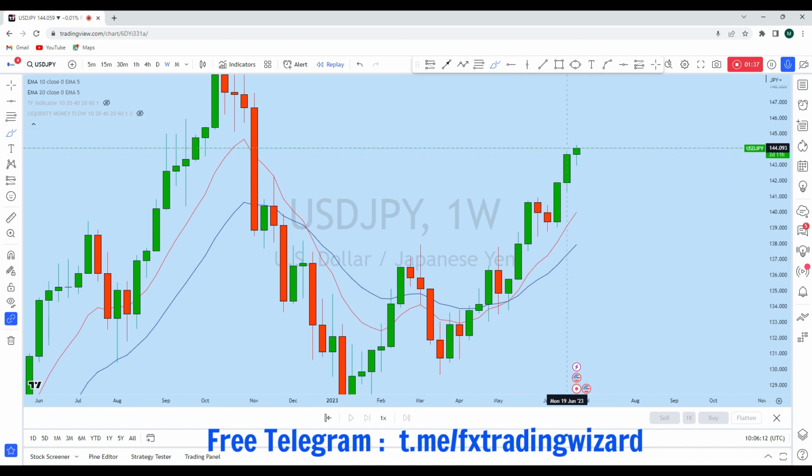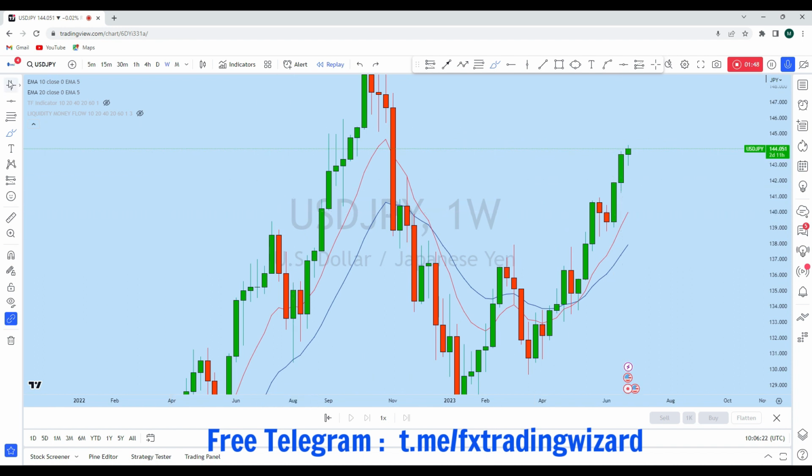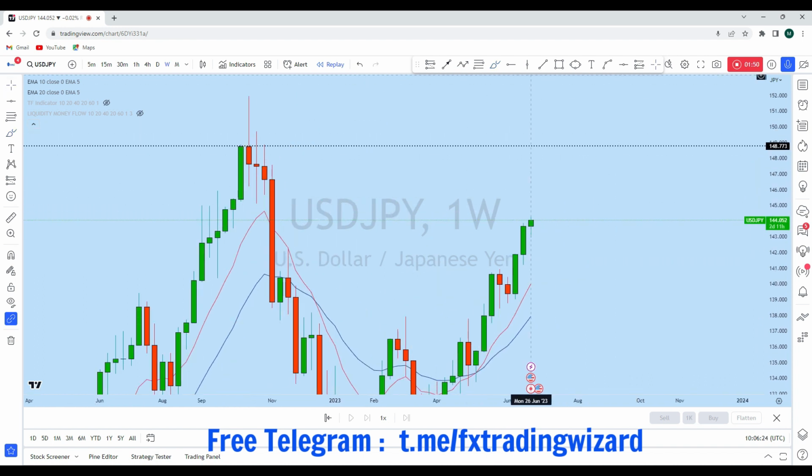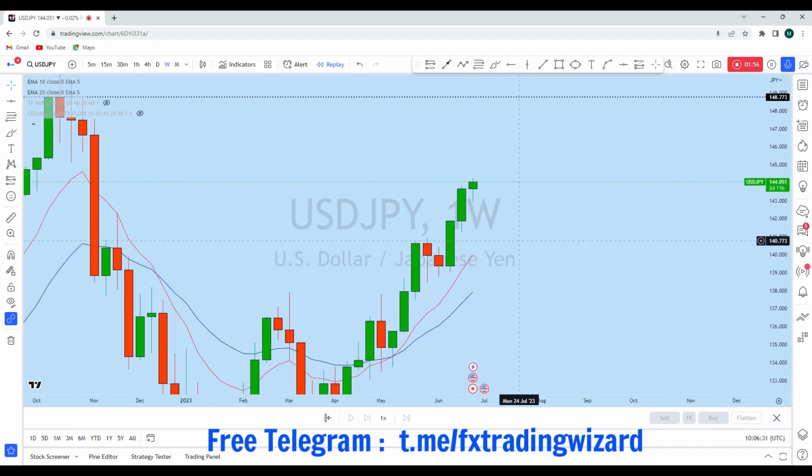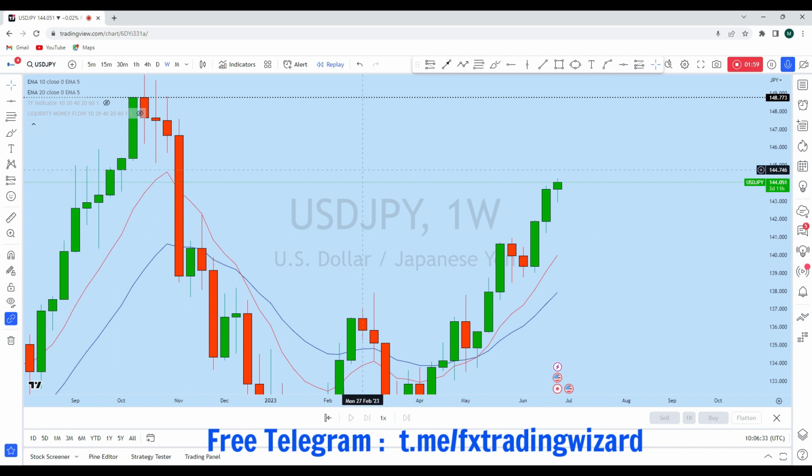Previous week, after this bullish candle, you can also see this candle has a long wick at the bottom and a narrow wick at the top. This kind of candle is a bullish continuation pattern, and we can expect dollar yen now to go back to the resistance zone where there is high liquidity. So from the weekly perspective as well, we see a very high probability for dollar yen to continue to rise.